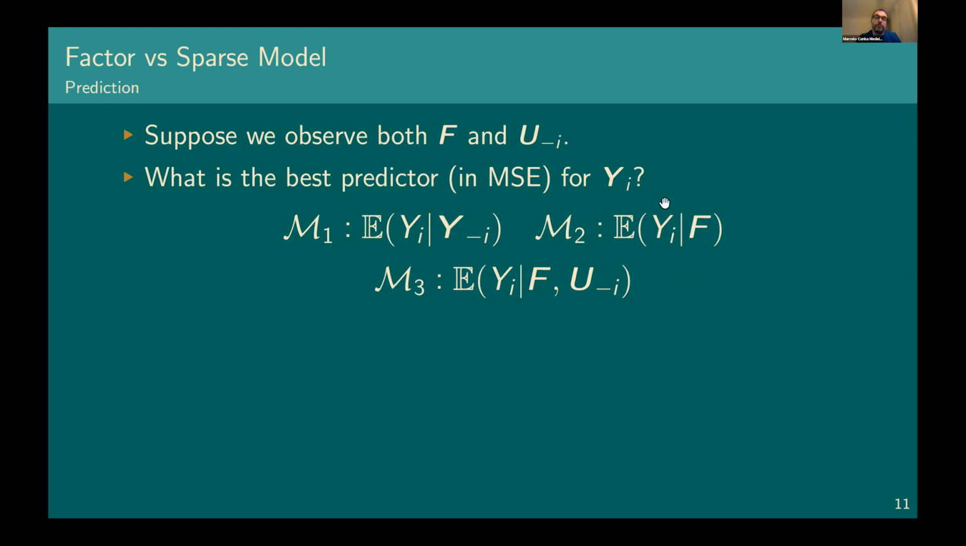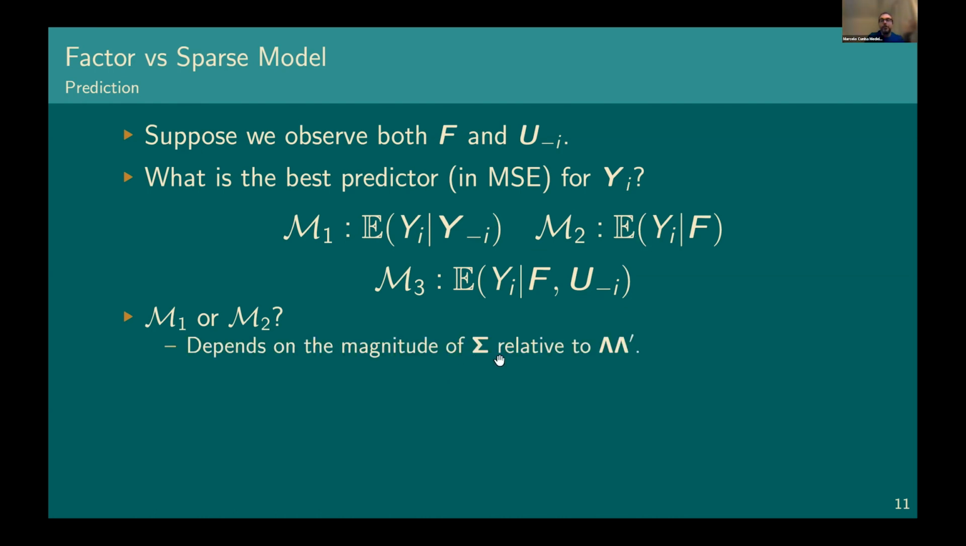So here I'm the factor guy. And there's an M3 where, okay, let's do the following. Let's condition on f, but also on all the other idiosyncratic. So instead of conditioning on y minus i, I'm decomposing this vector y minus i into f and u minus i. And then one question is, well, M1 or M2?